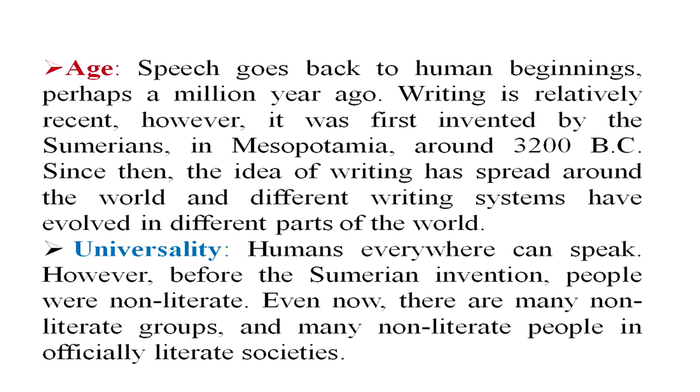Humans everywhere can speak. However, before the Sumerian invention, people were non-literate. Even now, there are many non-literate groups and many non-literate people in officially literate societies. So, what we mean by this is that everybody can speak, but not everyone writes. That is the universal feature.